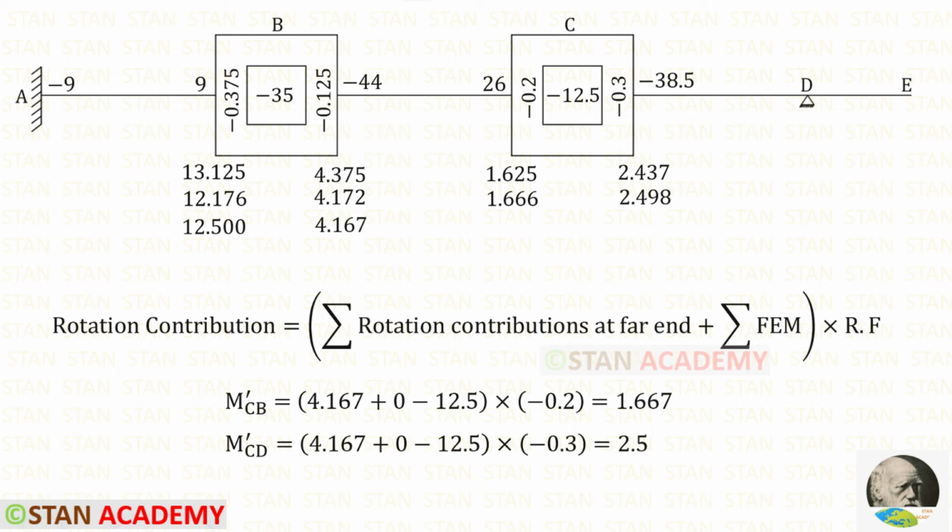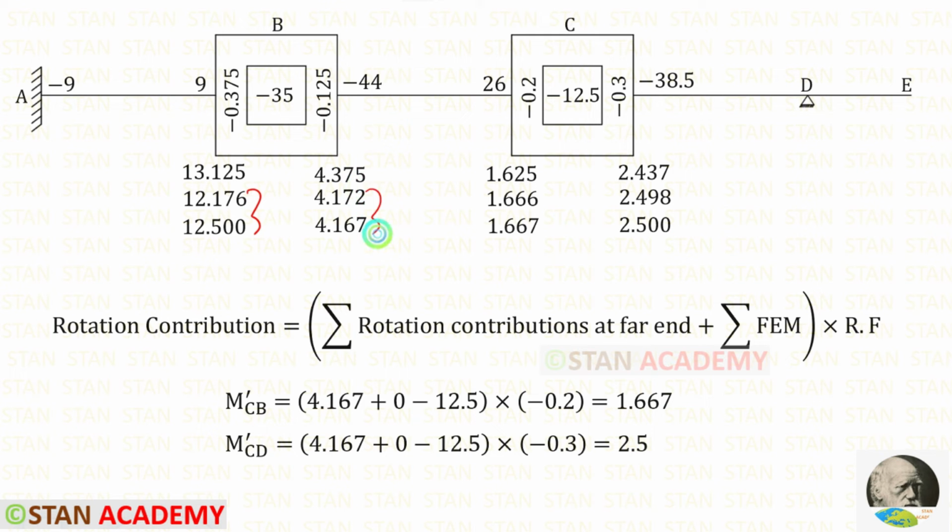Now let us find M dash CB and M dash CD. In the point B, we have the latest rotation contribution 4.167. The summation of fixed end moment is minus 12.5. Then let us enter the rotation factors. After the calculation, we will get M dash CB and M dash CD. Let us enter both of them.